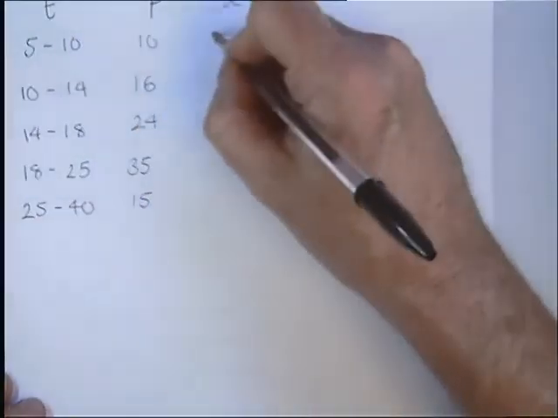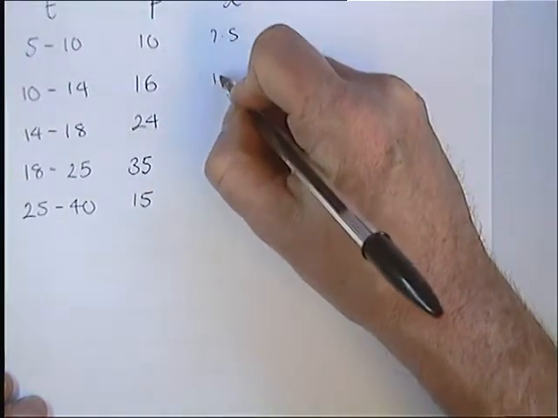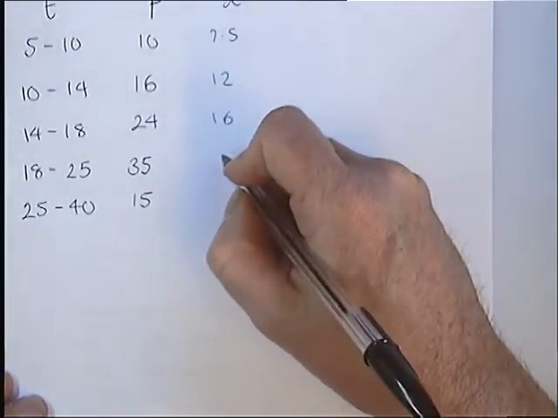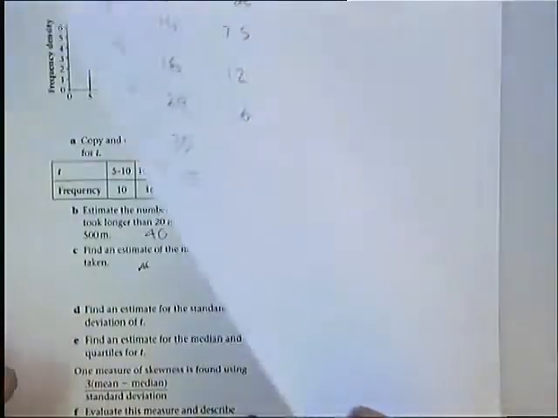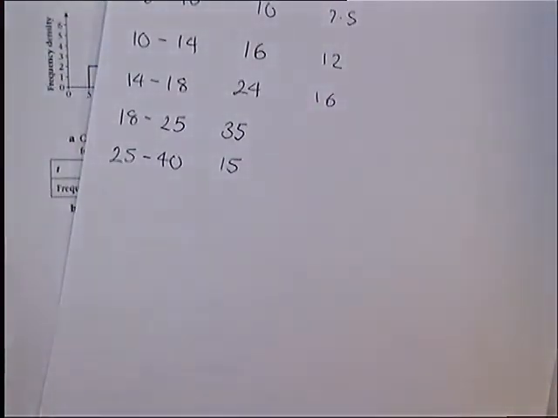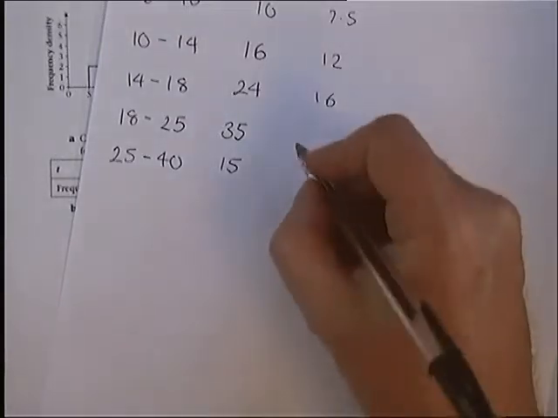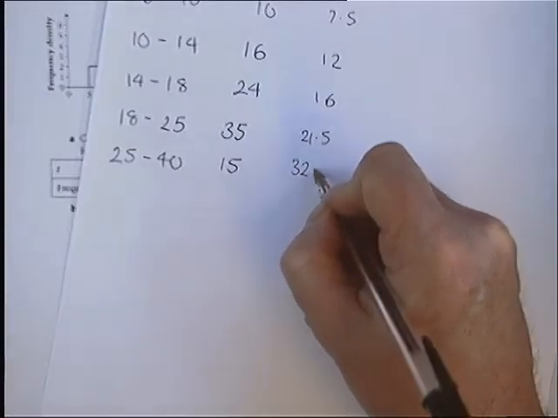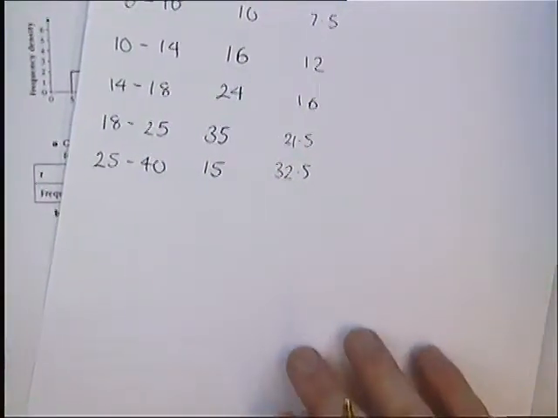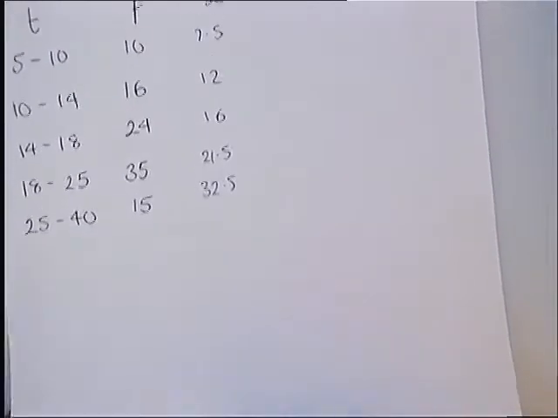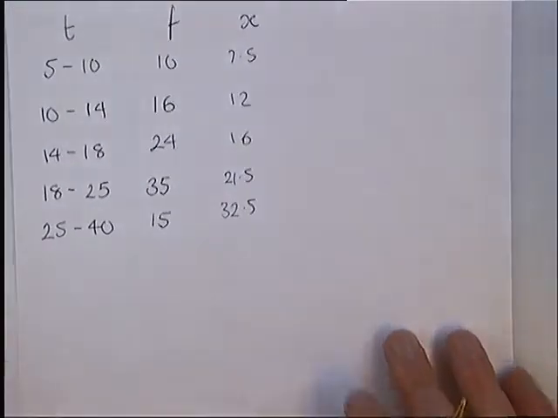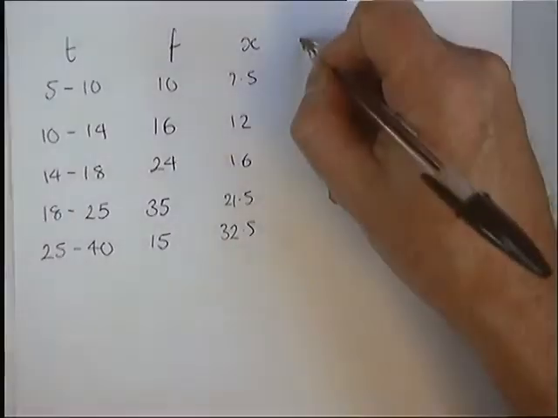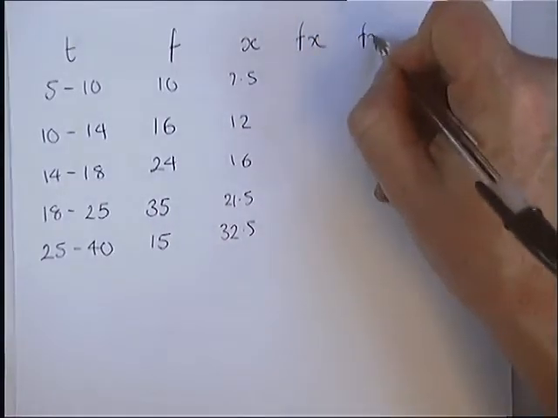So between 5 and 10, if I simply add them together and divide by 2, I'll get the midpoints, and they are as follows. The final midpoints, 18 to 25, we're looking at 21.5, and 32.5. And so now really the rest of this problem is calculator work. So we're going to do an fx column, and then an fx squared column.